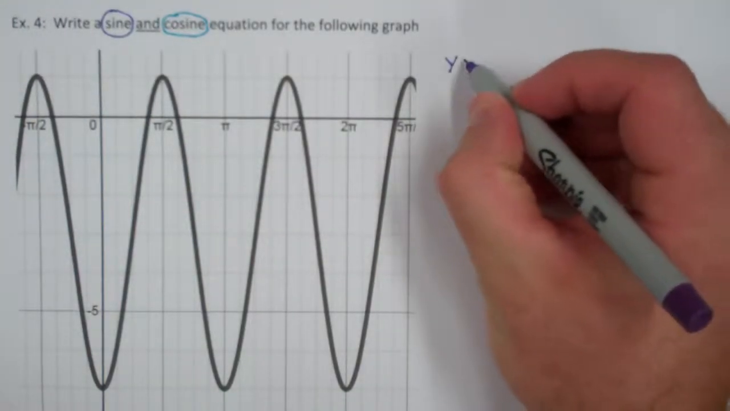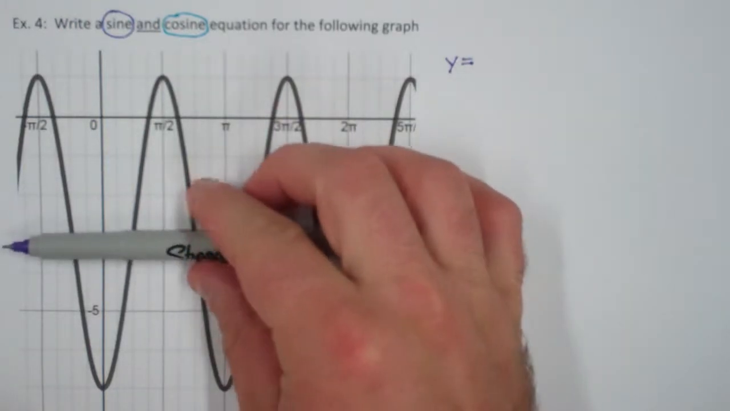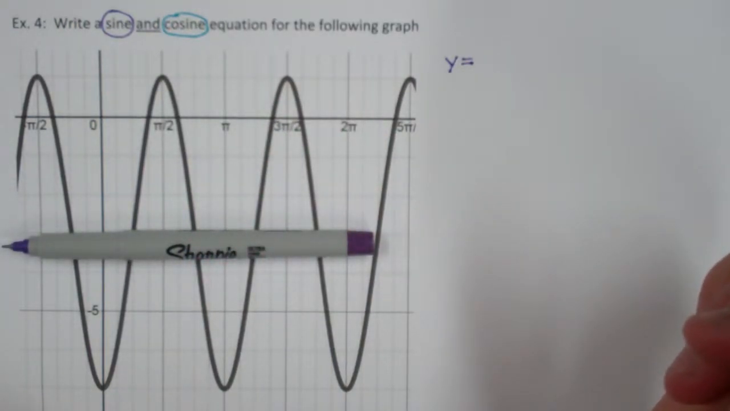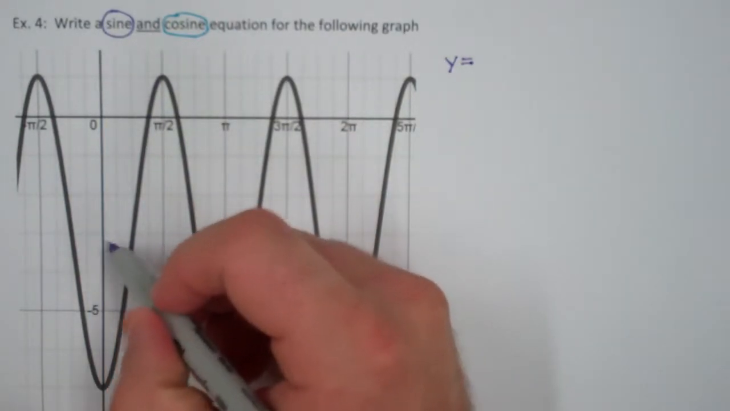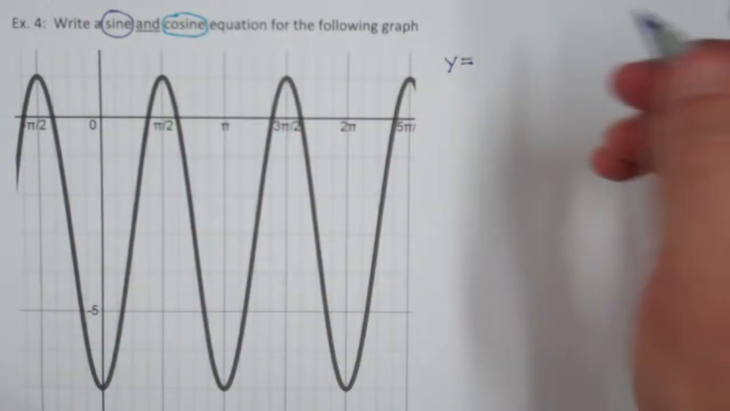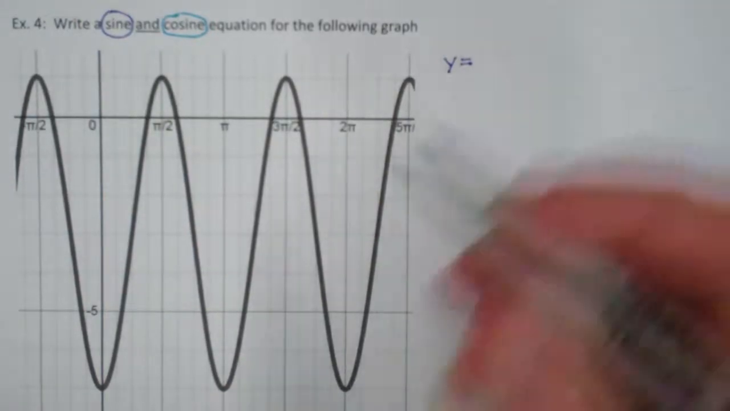So we'll do y is equal to, and you will notice that the midline would be somewhere in here. And this graph, if we plotted a point here, would begin up first, just like this one. We can change this later if we need to, but I think we're going to leave this as a positive sine right here.